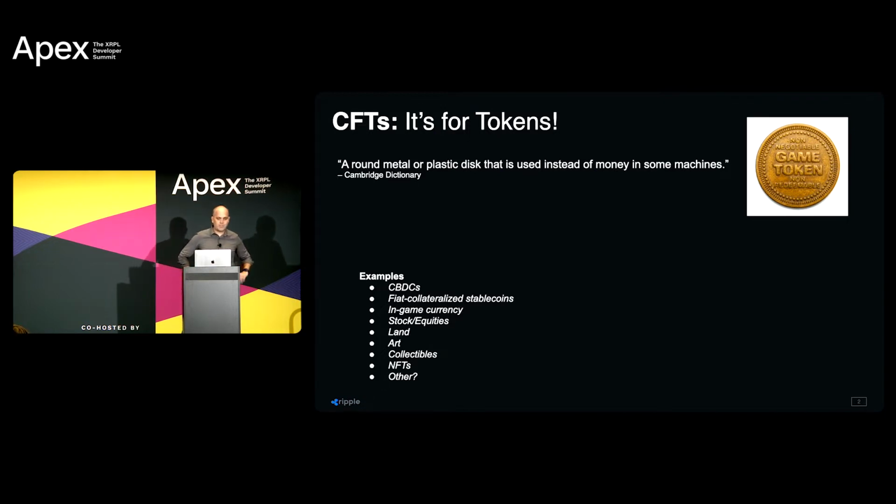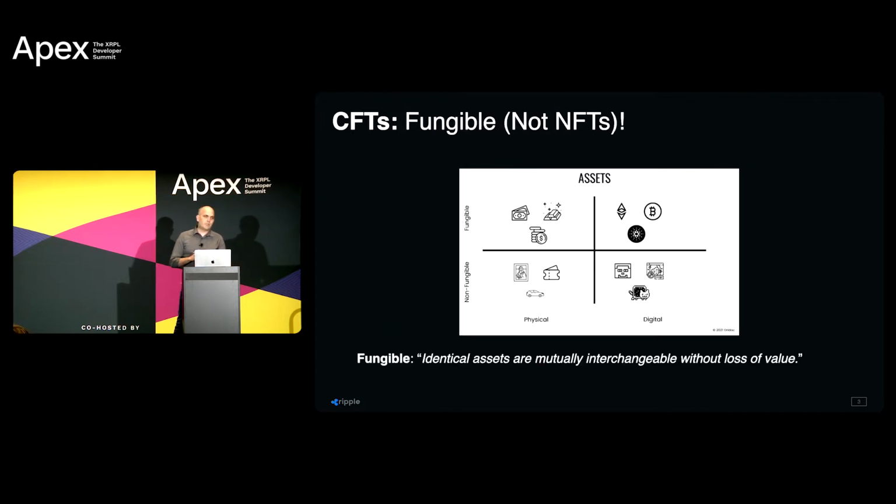And when I read that definition, I just thought of a blockchain, like a plastic disk that is used in some machines. But some real examples here: CBDCs, of course, land, art, NFTs. We've heard a lot about NFTs. That's also a form of token. But as you'll see here, the F in the middle of CFT is for fungible. So NFTs are non-fungible tokens. These are not NFTs.